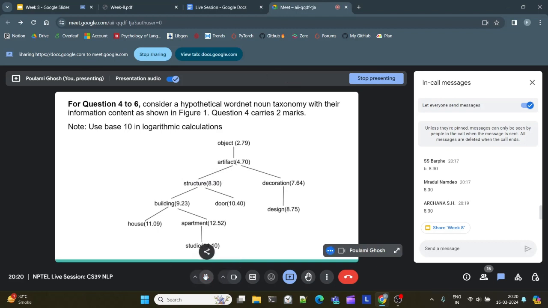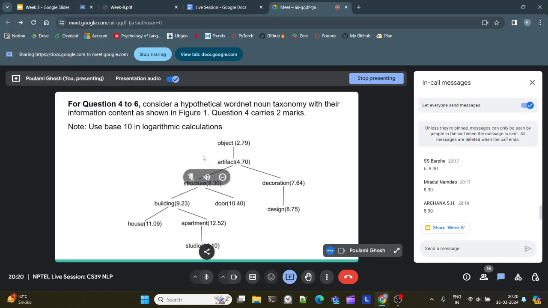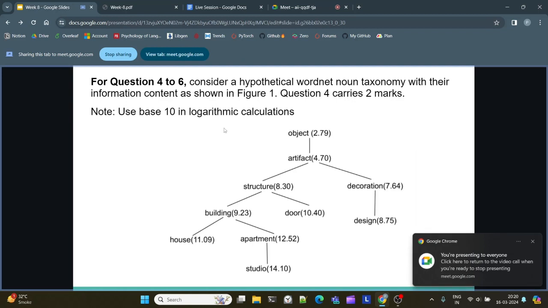Okay, let's discuss the question. Three of you have answered. Let's hear from Archana this time. So the formula is nothing but IC of LCS of C1 comma C2. That is the lowest common subsumer of building and door, which is just the parent above building and door. The probability of the structure is 8.20. Yep, that's correct.